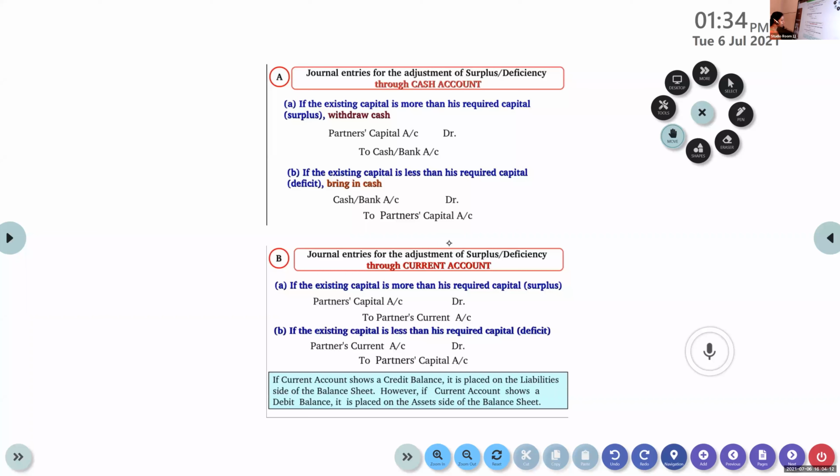If the current account, when we balance it, shows a credit balance, then it is placed on the liability side of the balance sheet. And if it is a debit balance, that means the debit side shows more, then we'll show it on the asset side of the balance sheet.